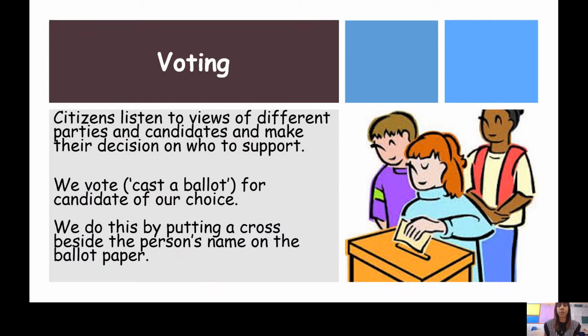So once we have our political parties, and each of those parties has their own candidates to stand for election to be head of their party, we then as citizens, so people like me and you living in the community, listen to their views of those different parties and make our decision on who we would like to support. And in doing this, we cast a ballot for our candidate, which means quite simply, we have a list of names, we put a cross next to the name of the person we would like to run the country or stand for leadership of that party, and we pop it into the ballot box, just like in that picture there.